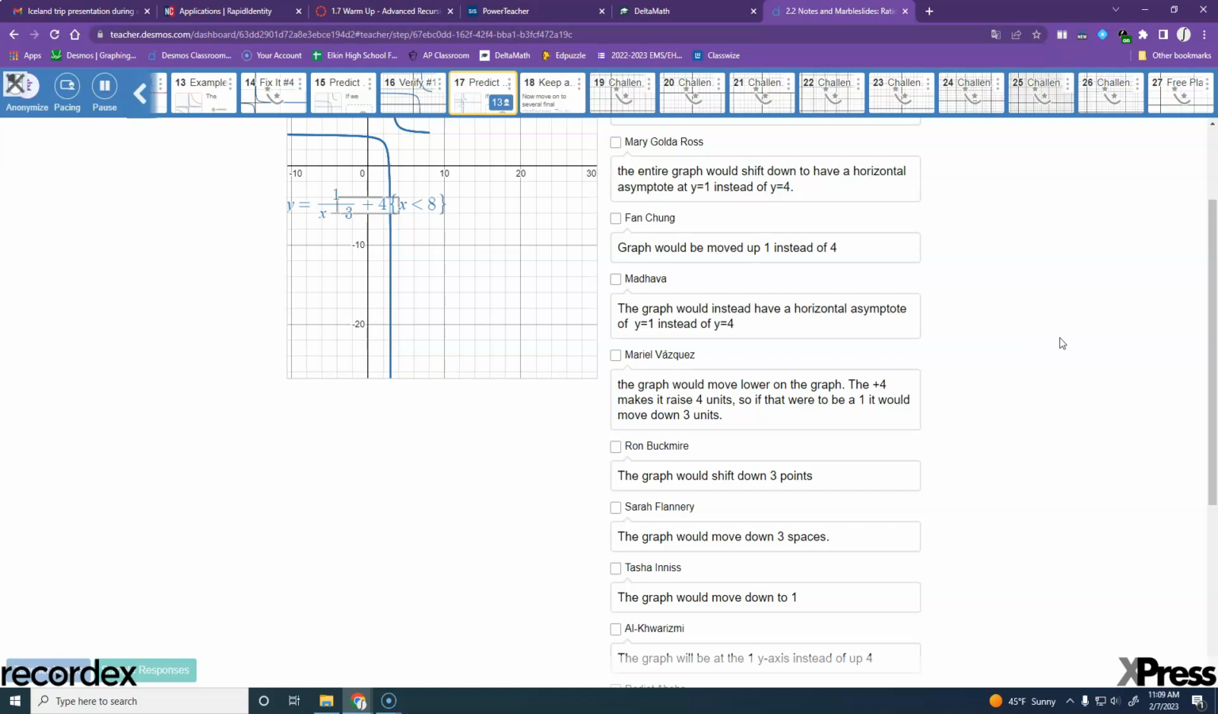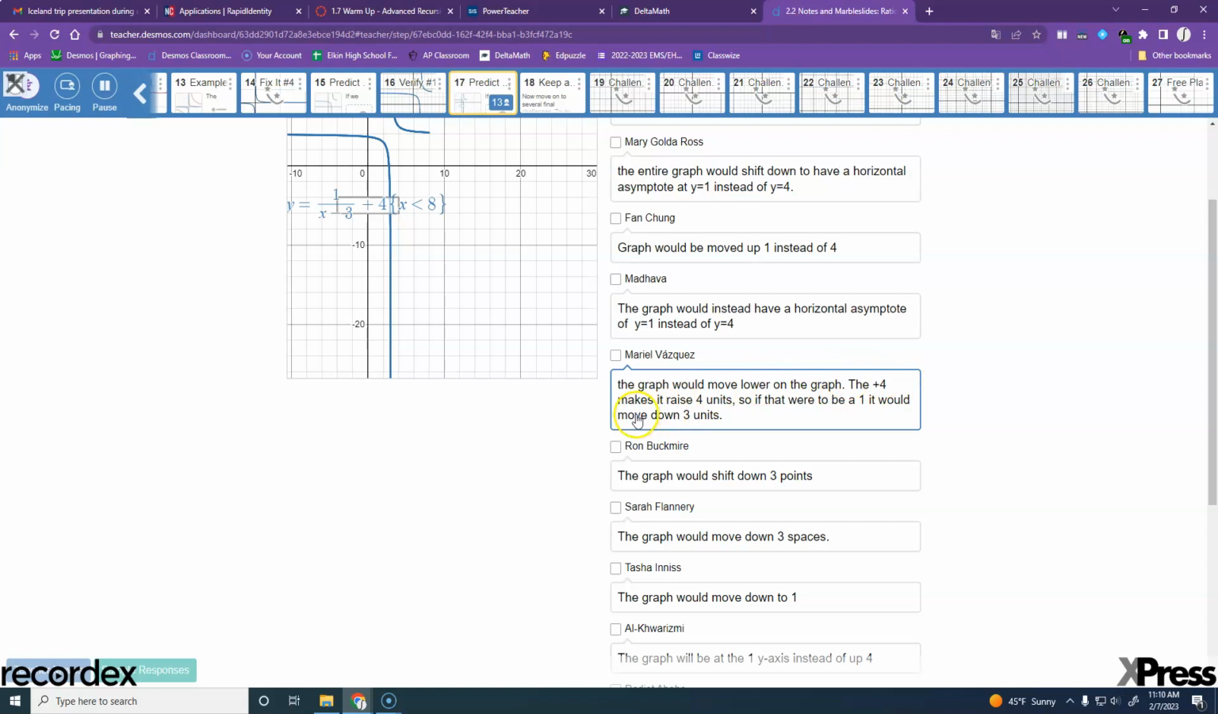Mariel says the graph would move lower on the graph. The plus 4 makes it raise 4 units. So if it were a 1, it would move down 3 units. I get the idea. This person has a correct understanding of what's happening here, I think. But whenever Mariel says the graph would move lower, which graph are they talking about? Original or parent function? Original.